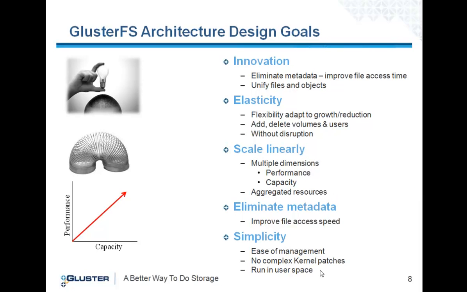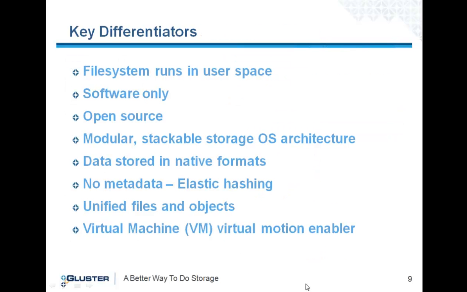Today, from an innovation perspective, we eliminate metadata scalability, and the capability to grow the file system, to grow the number of nodes within the file system, and to increase capacity and scalability for performance. And in doing that, we scale linearly. Linearly means to be able to increase performance and increase capacity and provide linearity within the file system.